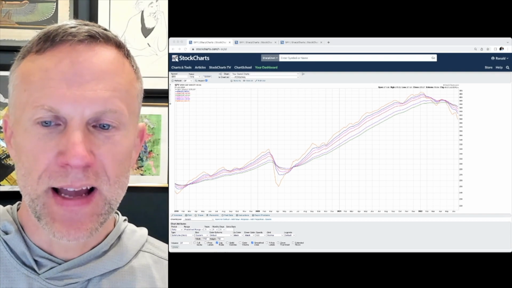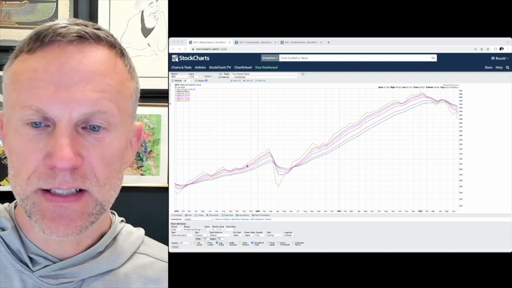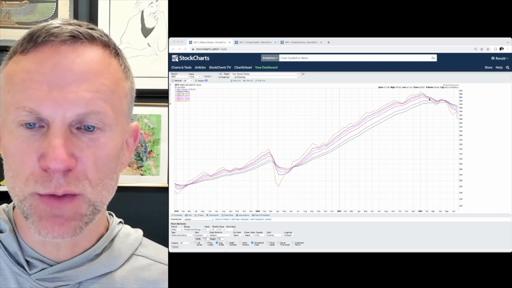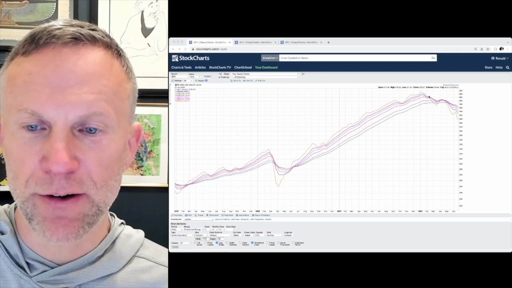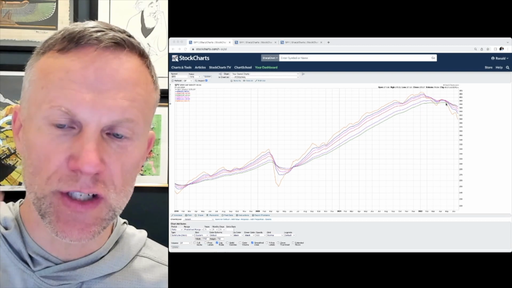So you can see that the 20-day stopped moving up at the beginning of the year, and most of these moving averages started to turn over. They started to move down. They weren't trending higher anymore. And finally, the last one, the slowest one or the biggest one, the 200-day moving average, has turned down.